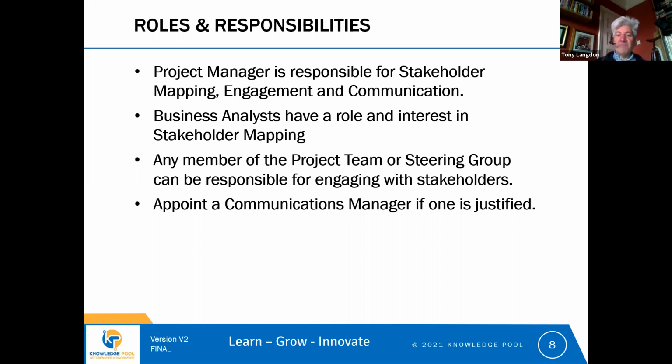So it's important that every member of the team understands these roles and responsibilities so that new stakeholders can be directed to the project manager if they want to engage with the project.